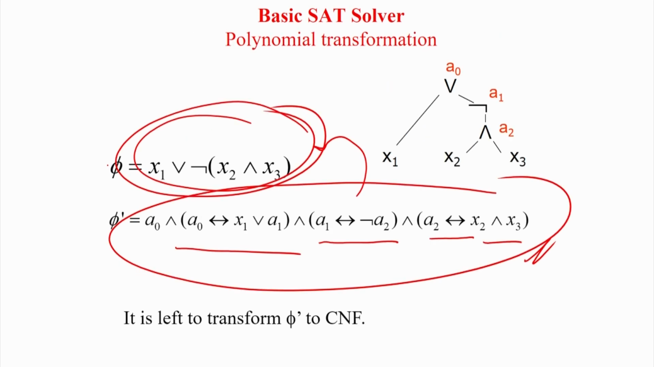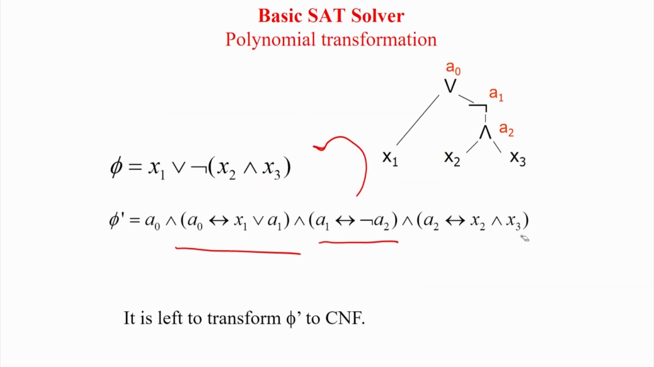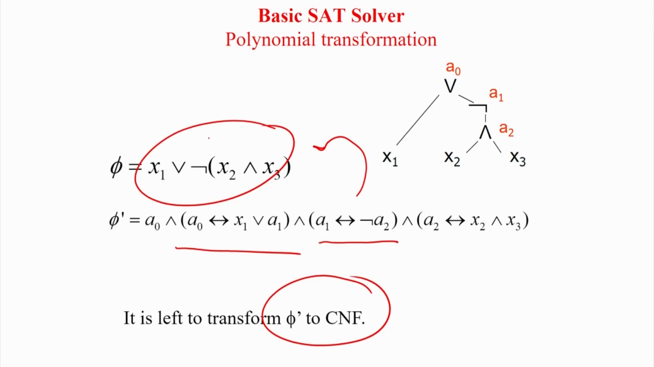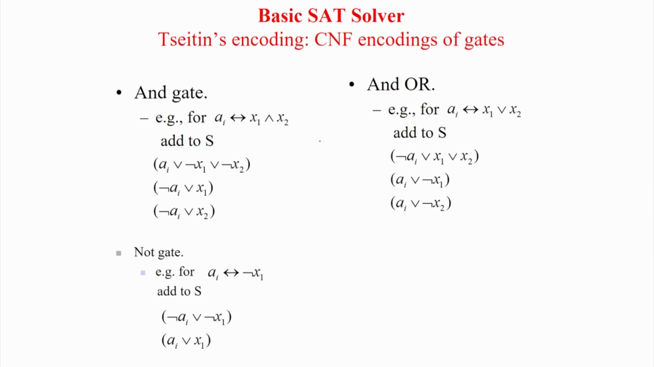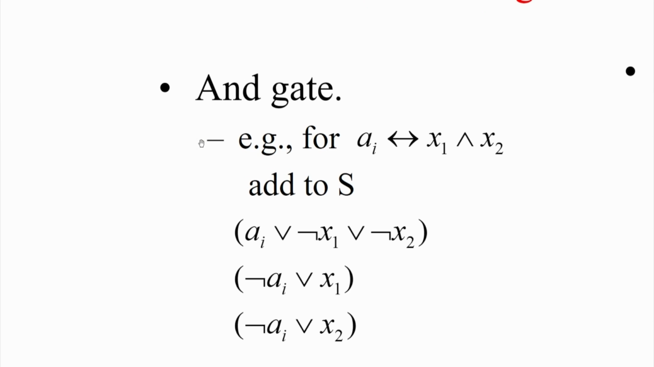So what I told you is that phi prime has to be transformed into CNF. Then this can be solved by a satisfiability solver. This is how we write these transition relations in bounded model checking. We need to transform this, and our job will be done. So I'll just give you an idea for the AND gate, and then you can easily extrapolate for others.